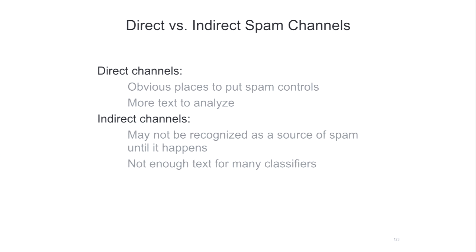This is a summary of direct versus indirect spam channels. In the case of direct spam, those are obvious places to put spam controls, things like report spam buttons or automated or manual review of content, and there's typically more text to analyze, paragraphs and sentences. As opposed to indirect channels, where often you don't recognize it as a source of spam until it happens. And because there are words and short phrases, often there's not enough text for most of the classifiers.